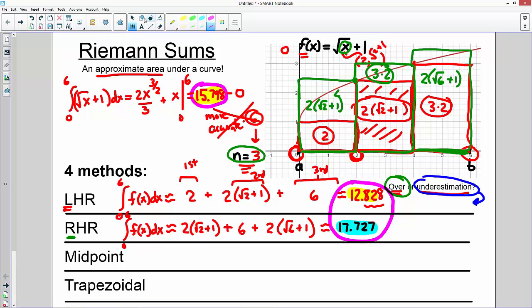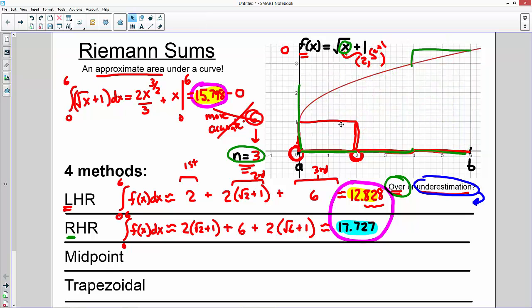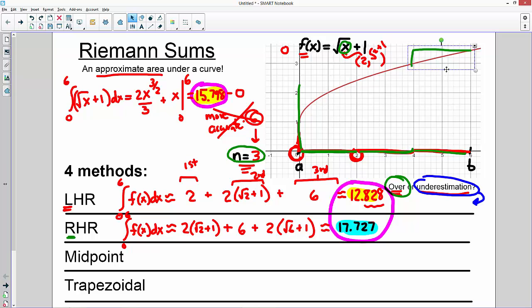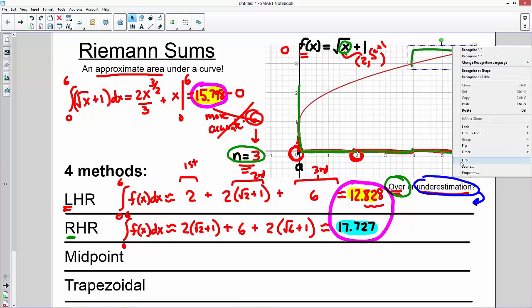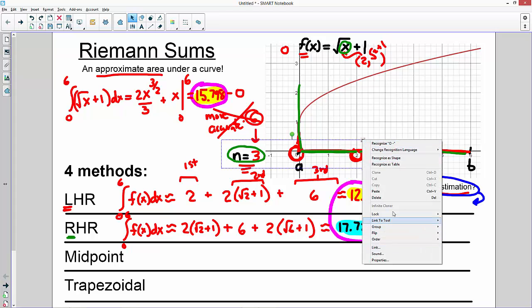Okay, let's do midpoint. In order to do midpoint, I'm going to attempt to, anyway, delete what we have so far. I don't want to lose the graph itself. Okay, good. Because it'll be a little too messy. And like I said, the midpoint usually will be asked, you'll be asked to do the midpoint when it looks something like this, where you're skipping every other one.